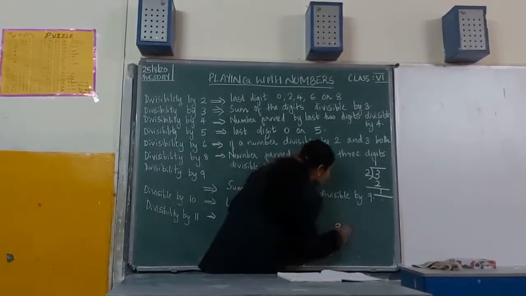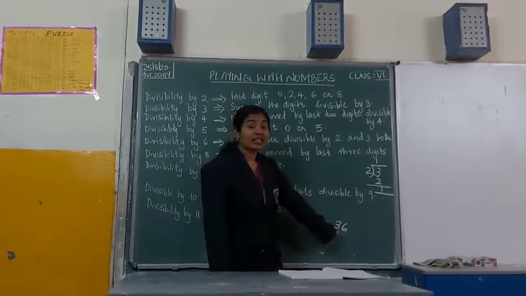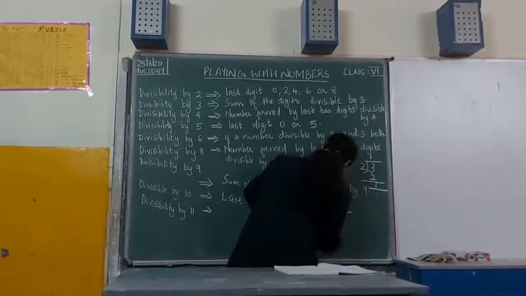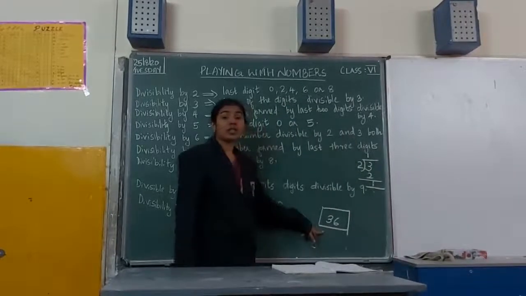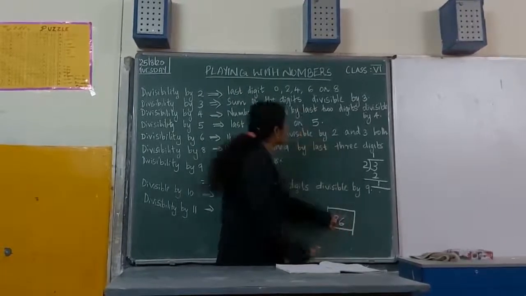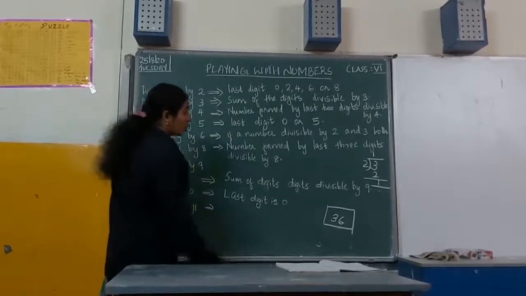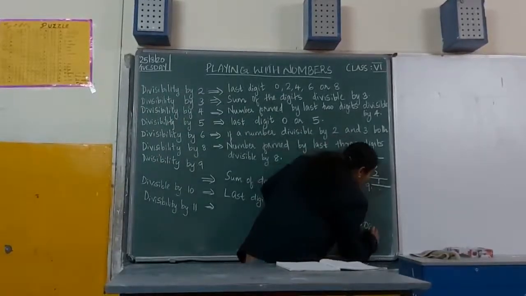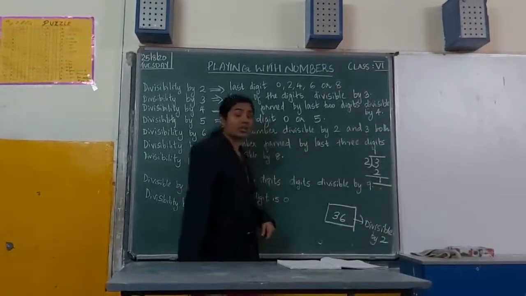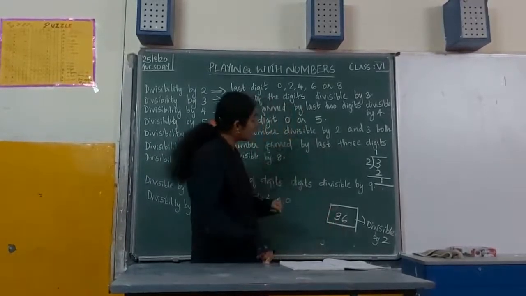For example, take 36. You want to check if 36 is divisible by 2. But first of all, how to check the divisibility by 2? By seeing the last digit. Which is the last digit? That is 6. If you get the last digit as 6, that number is divisible by 2. So 36 is divisible by 2. Now you should check the divisibility by 3. Is 36 divisible by 3?